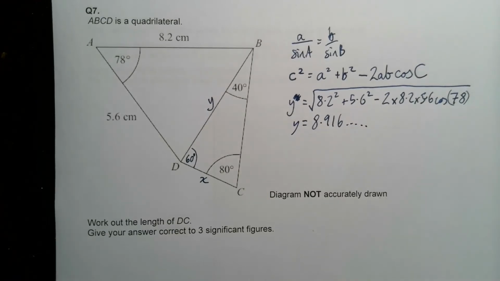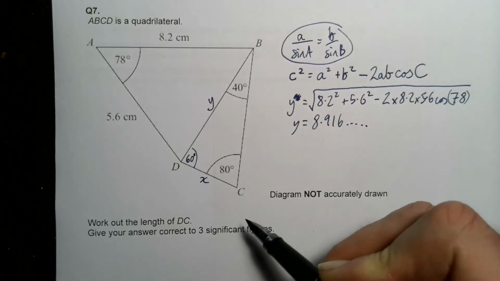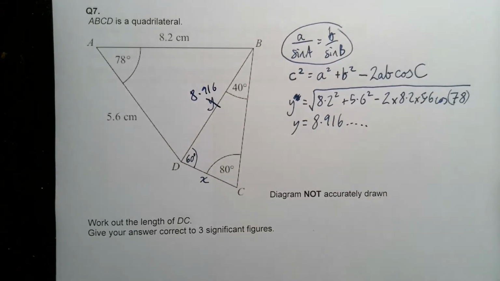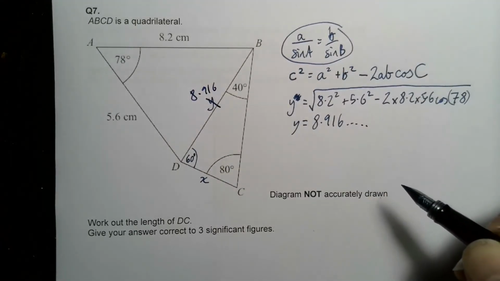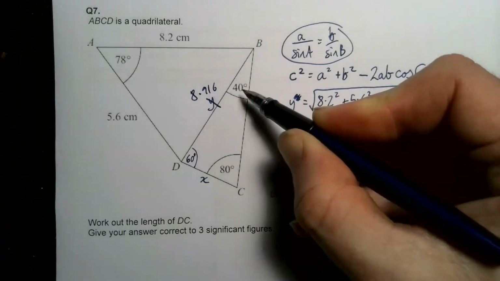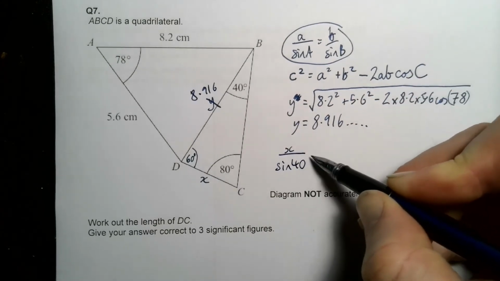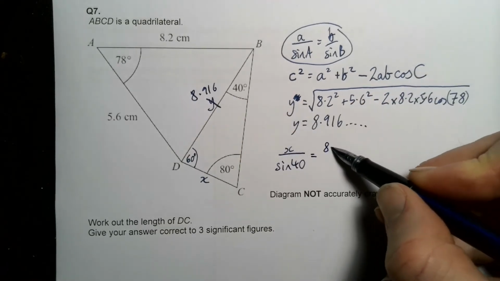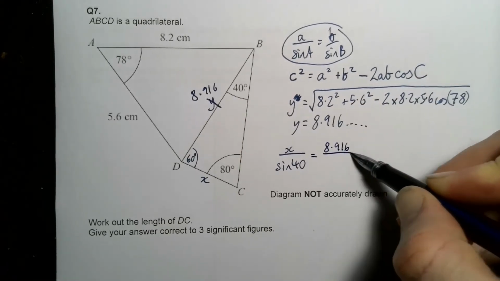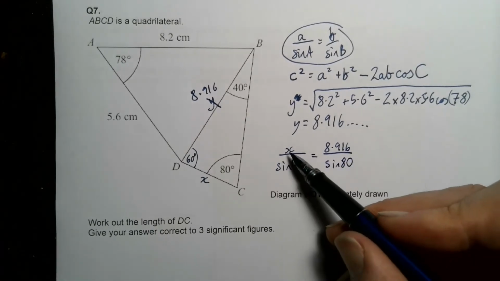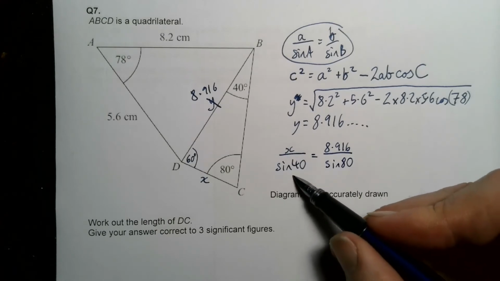To signify that, we are now going to use the sine rule to help us get that. I now know that that is 8.916 something. And I can say that my x that I want over sin 40, because that's opposite my length, is equal to y, which is 8.916 over sin 80.